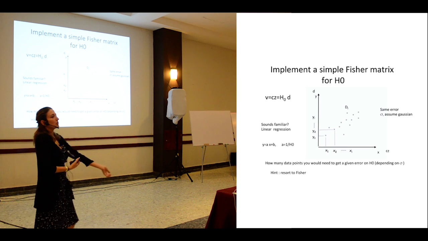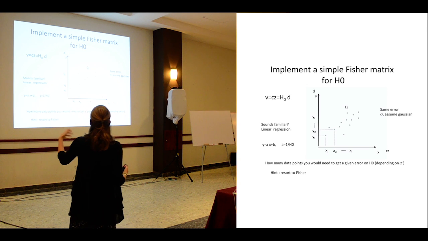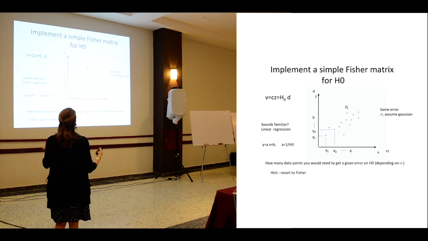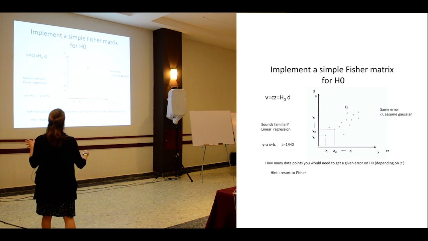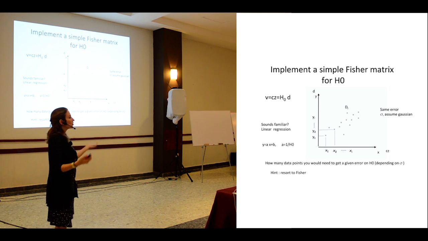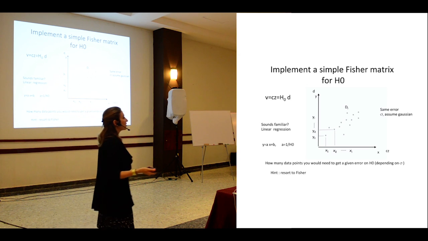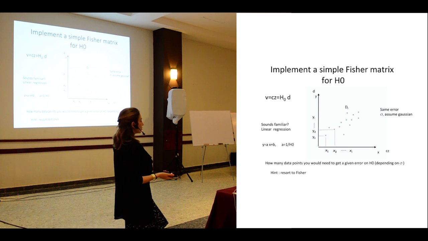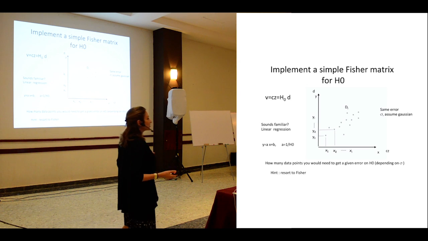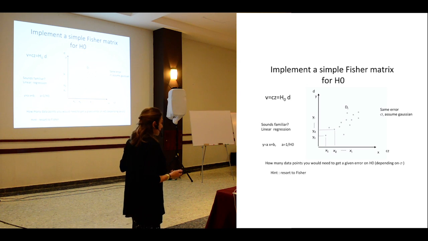And now, the question you may want to ask yourself is, how many data points would I need to get a given error on H0 depending on sigma? Or how would I want to distribute my points in here to get a nice error on H0? And the hint here is to be resource efficient. You don't need to do the experiment. You don't need to simulate many supernovae or whatever. You just have to do it on paper.